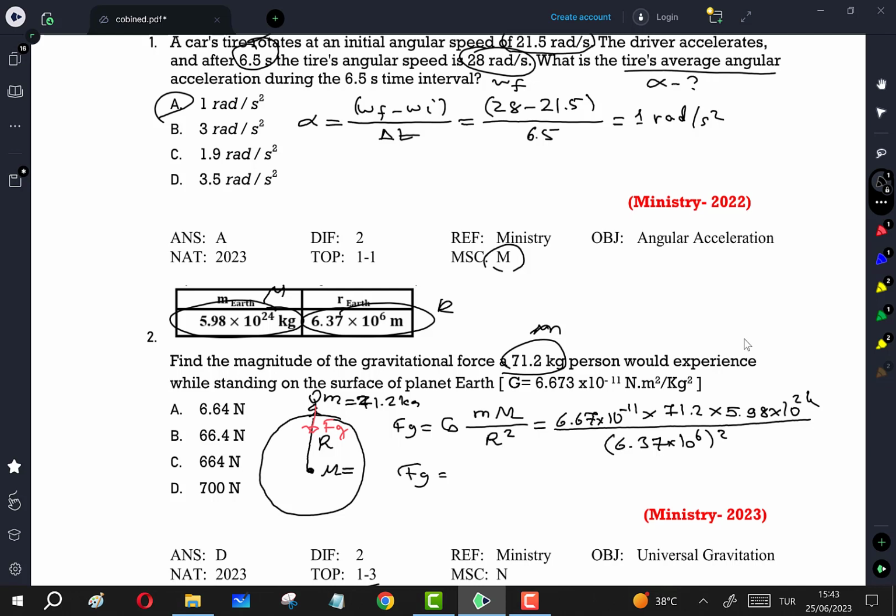So Fg is going to be, in this case, please calculate 6.67 times 10 to the power of negative 11, times 71.2, times 5.98 times 10 to the power of 24, equals this number, divided by 6.37 times 10 to the power of 6, squared. The answer is almost 700, and this result is 700 Newton. So the correct choice is D.